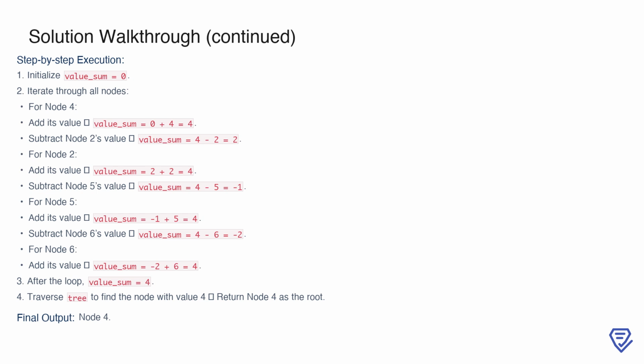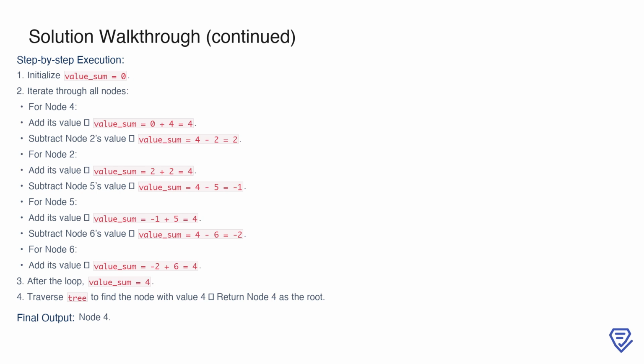Moving on to node 5, adding its value updates value_sum to 4 again, and subtracting the value of its child, node 6, reduces value_sum to -2. Finally, for node 6, adding its value brings value_sum back to 4. After the loop, value_sum is 4, which corresponds to the value of the root node.